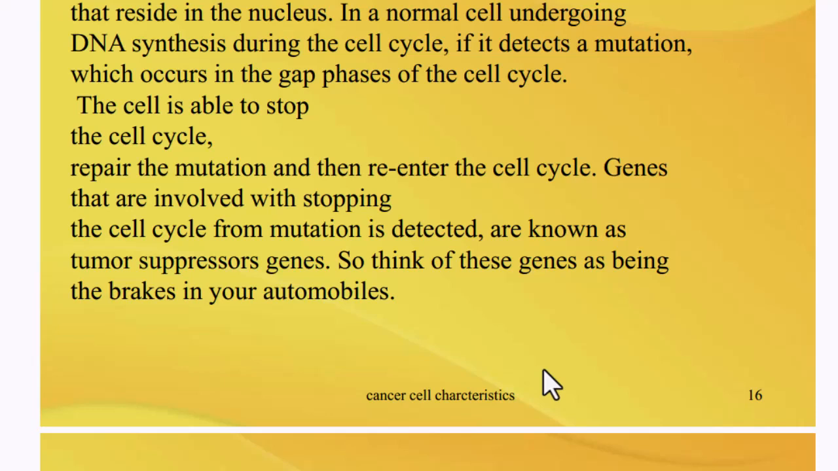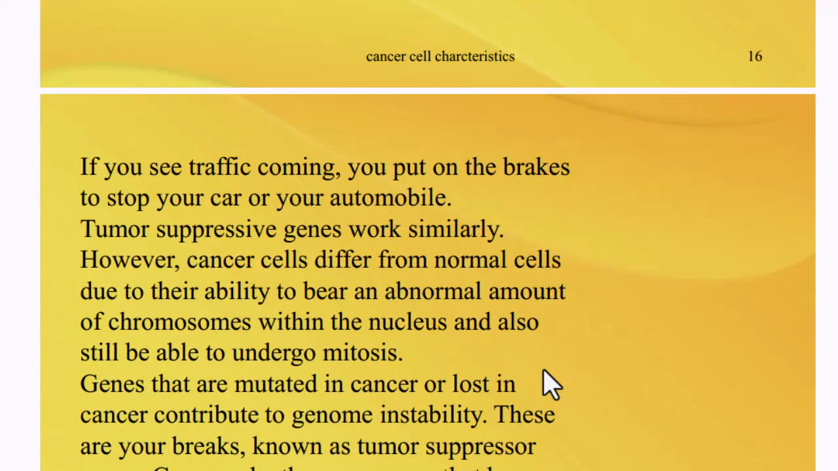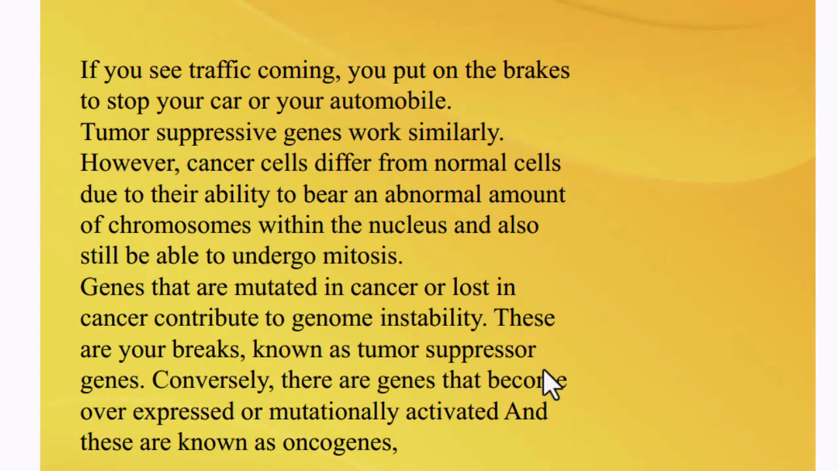Genes that are involved with stopping the cell cycle when a mutation is detected are known as tumor suppressor genes. Think of these genes as the brake in your automobile. If you see traffic coming, you put on the brake to stop your car. Tumor suppressor genes work similarly. However, cancer cells differ from normal cells due to their ability to bear an abnormal amount of chromosomes within the nucleus and still be able to undergo mitosis.